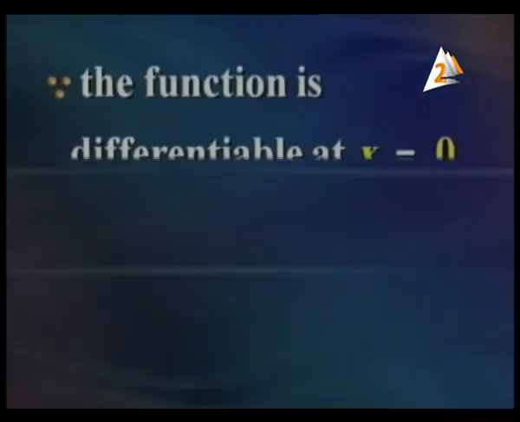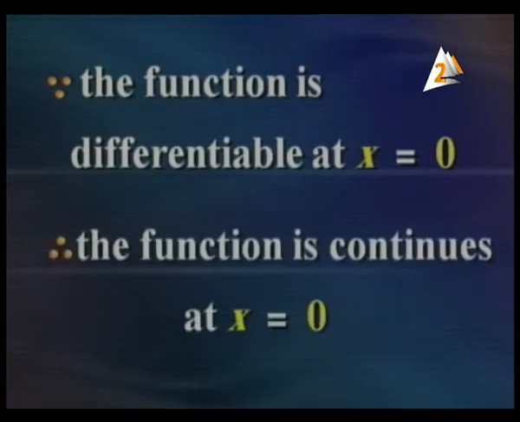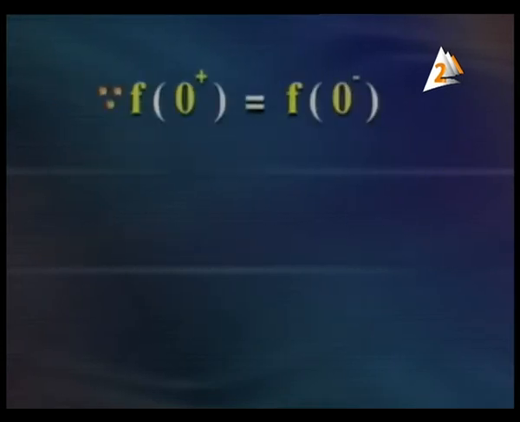Dear student, look: the function is differentiable at x equals 0. What do you mean, the function is differentiable at x equals 0? Dear student, this function is also continuous at x equals 0. The function is continuous at x equals 0. Therefore, we have f(0+) equals f(0-).